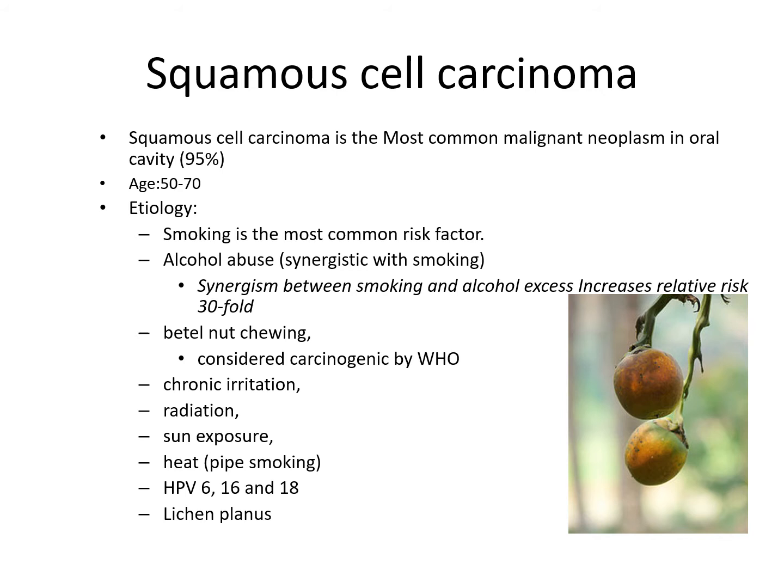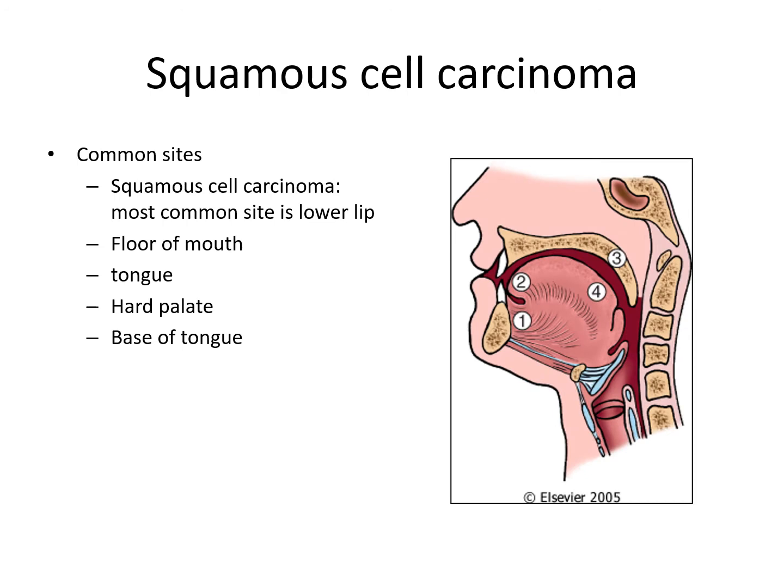Other risk factors include chronic irritation, radiation, sun exposure, pipe smoking, HPV infection, and lichen planus. The most common site for squamous cell carcinoma is the lower lip. It can also be seen in the floor of the mouth, the tongue, the hard palate, and the base of tongue.